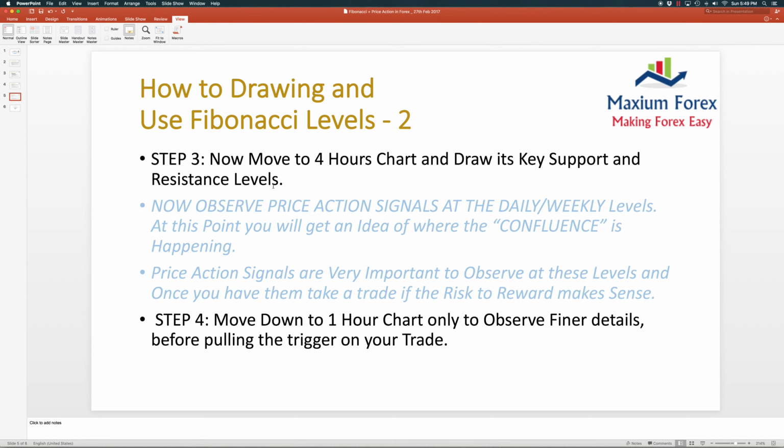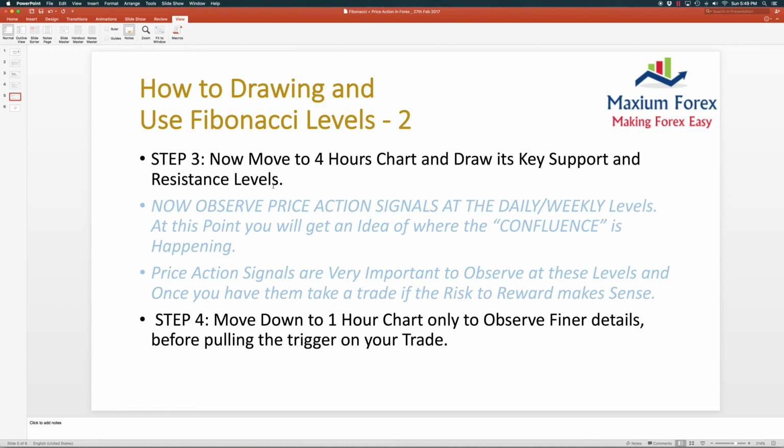Now, step three. Now you go further down. You move to the 4-hour chart. Okay, this is where the professionals are sitting. So you go there where the professionals are sitting. Now you move to the 4-hour chart and draw its key support and resistance levels. Okay. Now you have 3 levels: weekly, daily, and 4-hour.